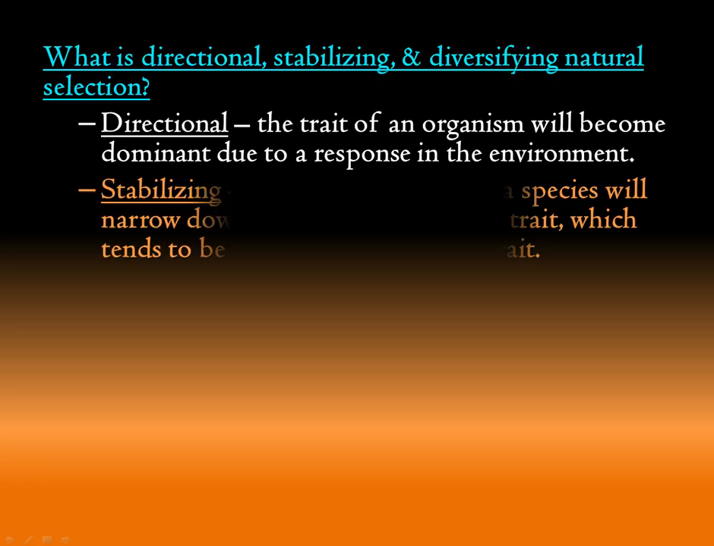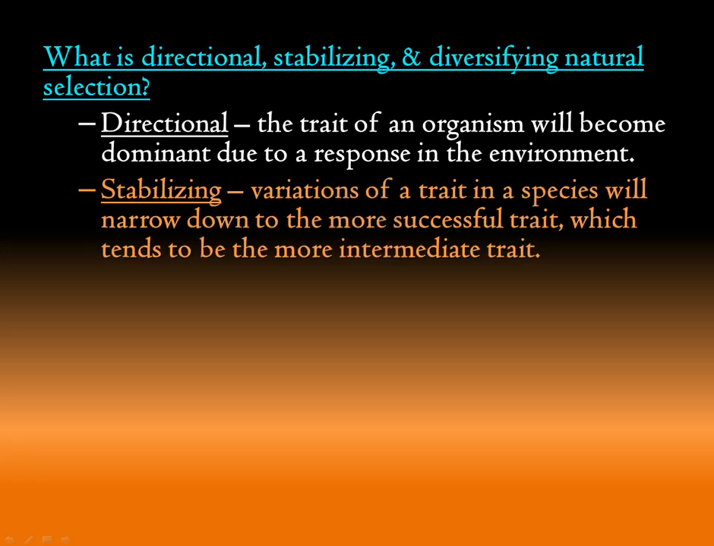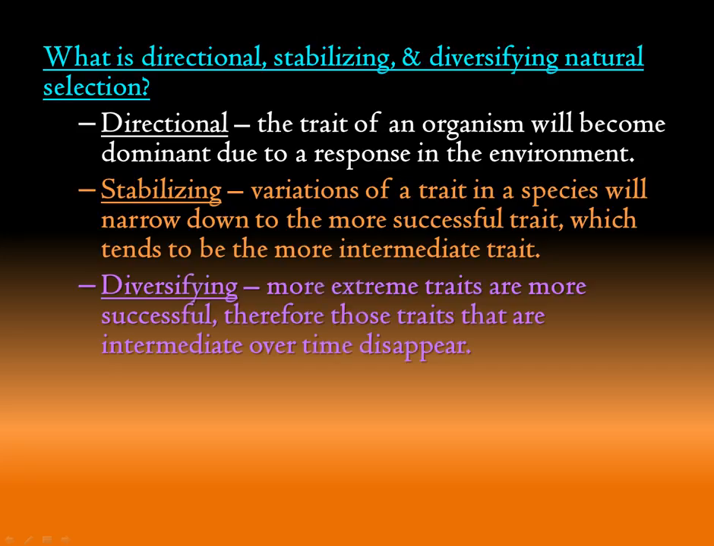Stabilizing, usually it's the intermediate trait that becomes the dominant trait, and it's because it's trying to narrow down to a more successful trait. So for instance, if you have black fur and white fur, gray fur would be the intermediate, based on that particular environment and what the need is of the species. Diversifying, it's a more extreme trait that is more successful, such as the white or the black, and the intermediate will disappear over time. So it may have to do with camouflage or something to that effect. That is the reason that the extreme trait will become more successful.